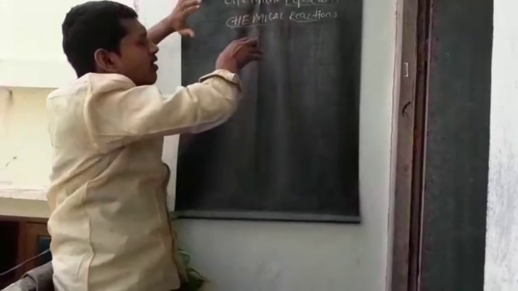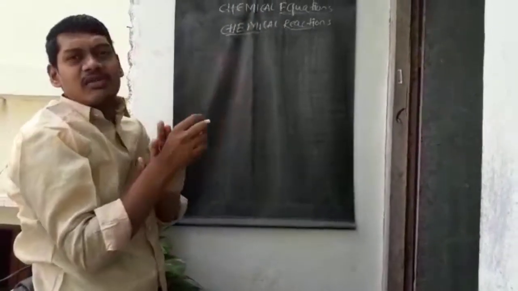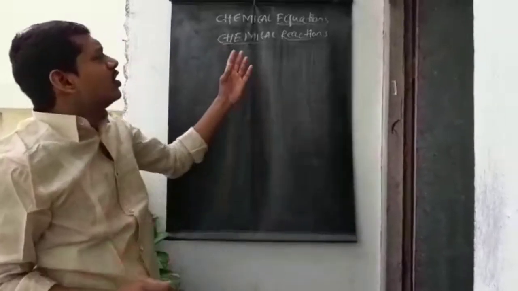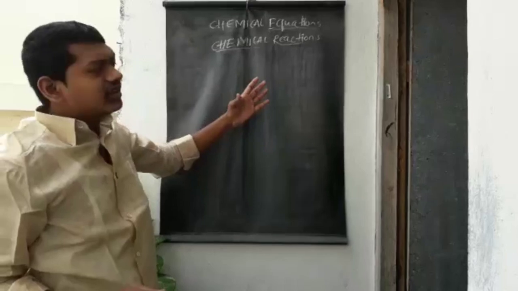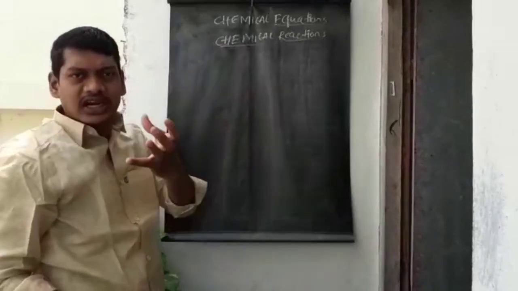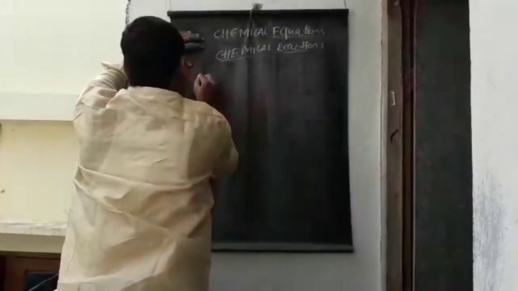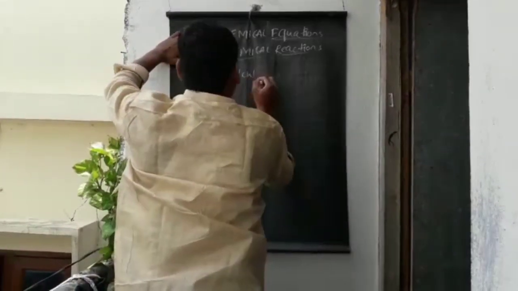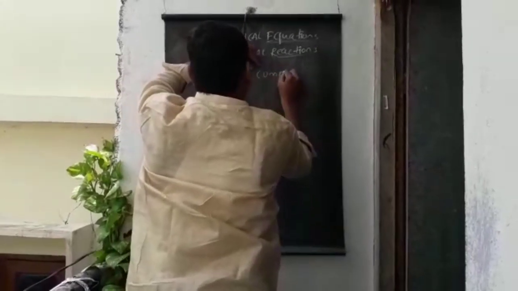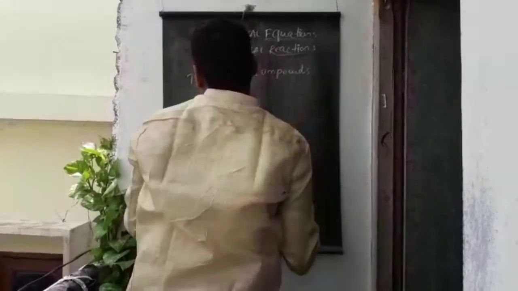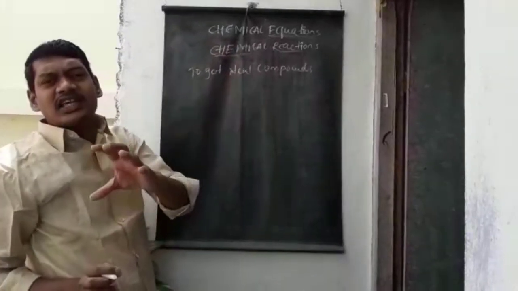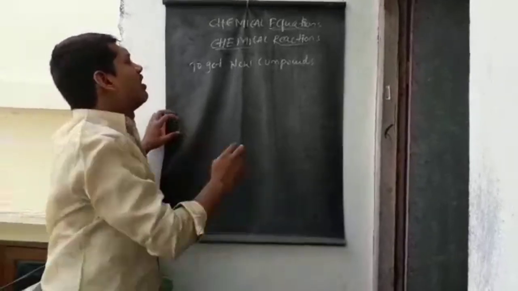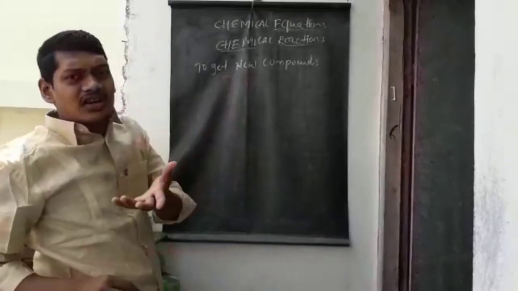Why do we go for chemical reactions? The simple answer: to get new compounds. According to the law of conservation of mass. What is the law of conservation of mass?